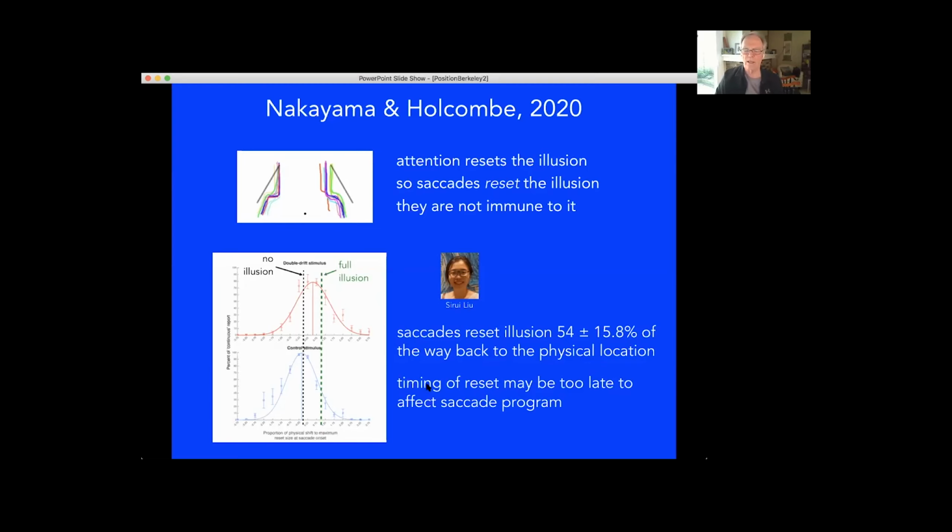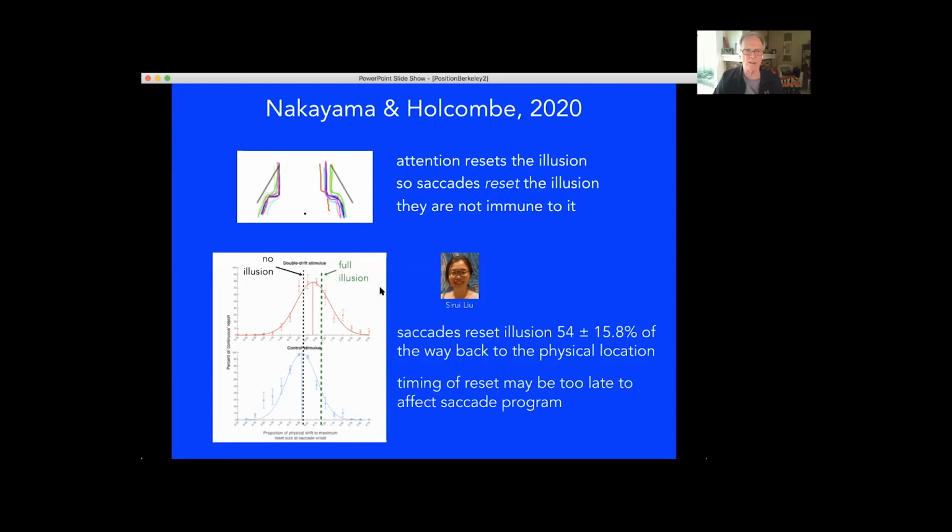The real point is, if the saccade itself resets even partially the apparent location of the target, it needs to do that at least 100 milliseconds before the saccade, because there's a dead zone, as some of you know, in saccade programming, where you can no longer change the target.